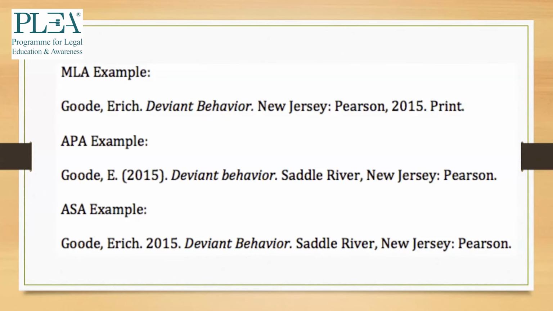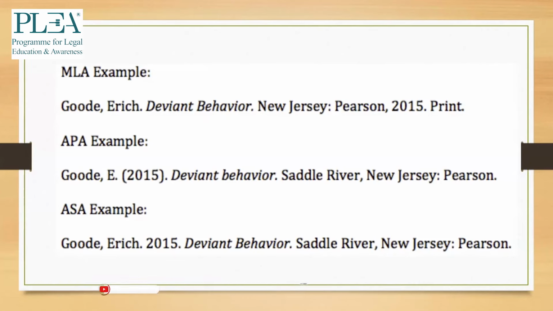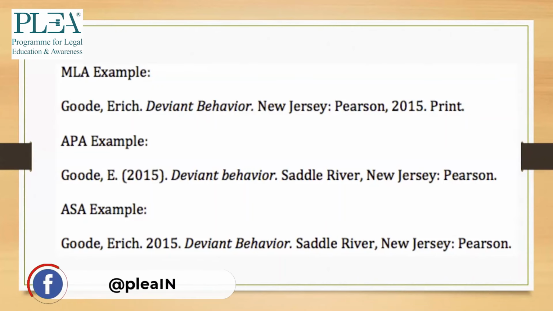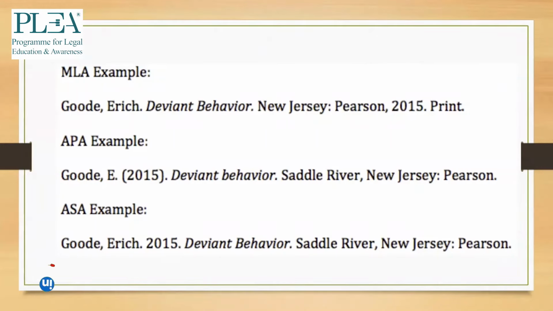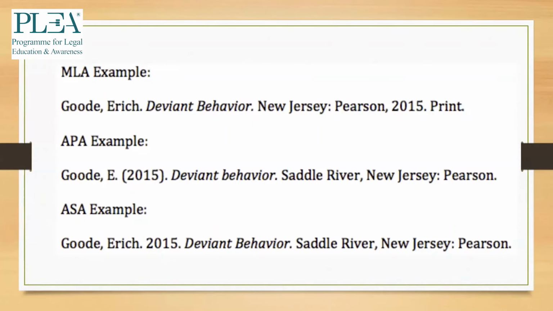If it's an online resource, what would you do? You would give a similar kind of citation, that is the name, the year of publication, the publishing house, Pearson or Sage Publications or whichever publishing house. And then at the end, you would also give the DOI, that is the digital object identifier, the number of the article or the particular research paper or book that you have referred to, the ISBN number.